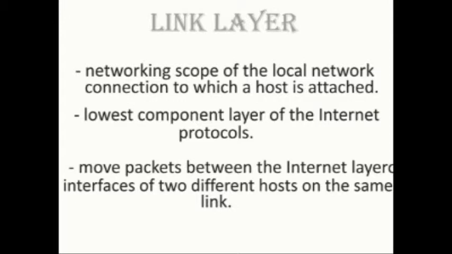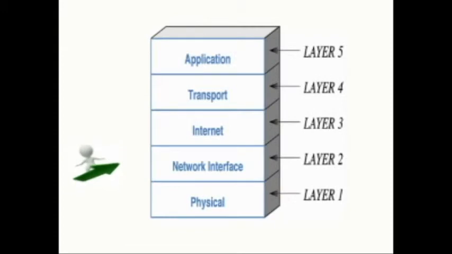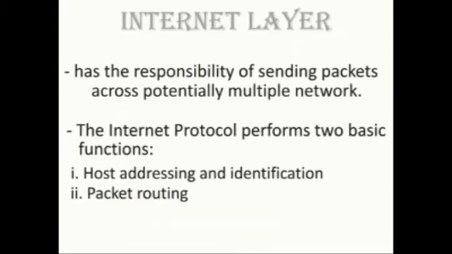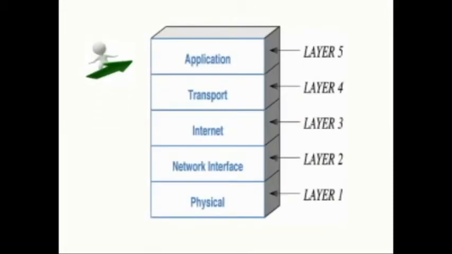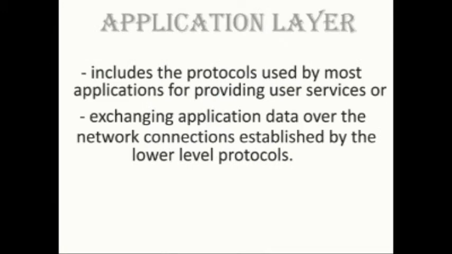The network interface or the link layer. The networking scope of the local network connection to which a host is attached. The internet layer has the responsibility of sending packets across potentially multiple networks. The transport layer establishes a basic data channel that an application uses in its task-specific data exchange. The application layer includes the protocols used by most applications for providing user services.